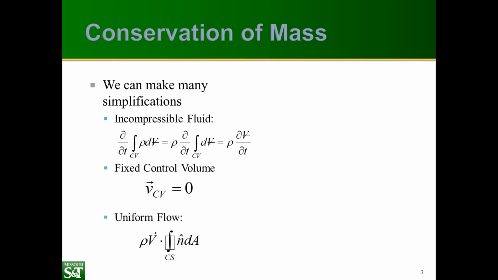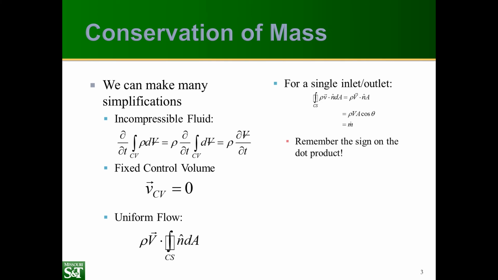We can assume uniform flow, which allows us to take the velocity out of the integral in addition to the density. So that helps us simplify problems. Finally, if we have a single inlet and outlet, we can actually reduce the equation to mass flow rate. The integral over the control surface just gives us the mass flow rate. Here it's important to note we have the velocity dotted with the area, and we use v dot A equals vA cosine theta here.